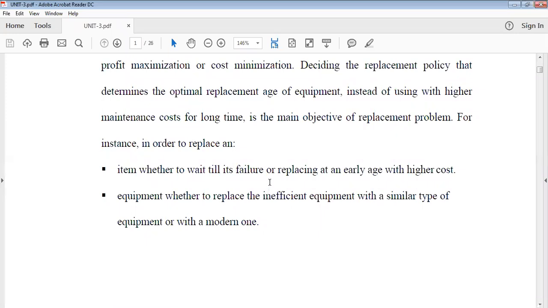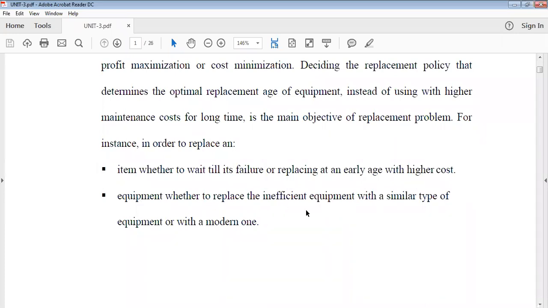One has to, generally, sometimes, it is a human tendency to wait till the bulb fails, or replace it at an early age with higher cost. Or else replace the bulbs and throw them away. And sometimes it is a usual practice to sell the machines second hand. So that is the policy.